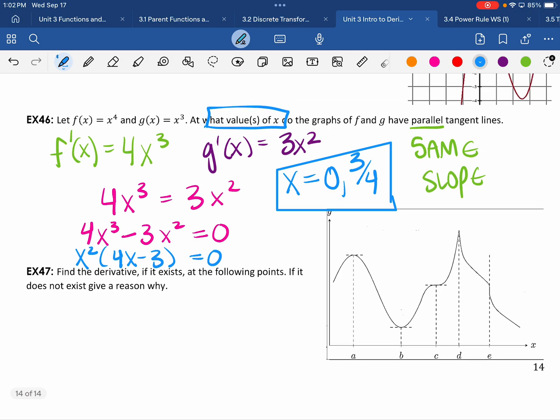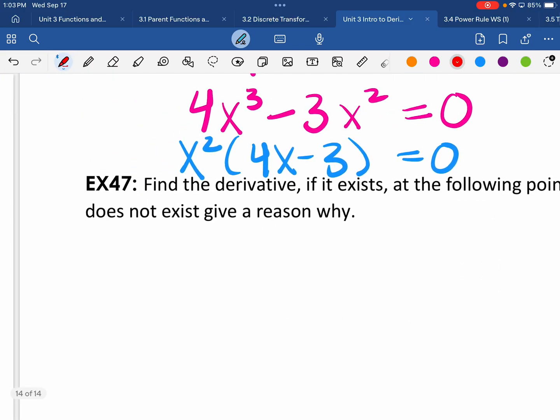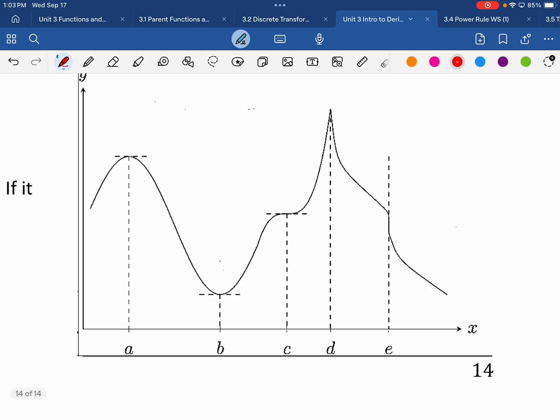All right, and then the very, very last question, which is pretty easy. We're looking at this graph, and I want to determine what the derivative is at these specific points. So what is the derivative at A? 0, because the slope of the tangent line is 0. What's the derivative at B? Also 0. What's the derivative at C? Also 0. What about at D?